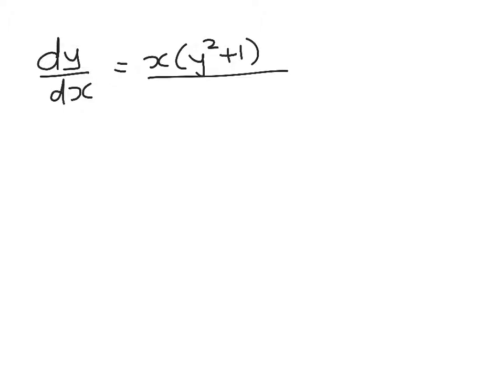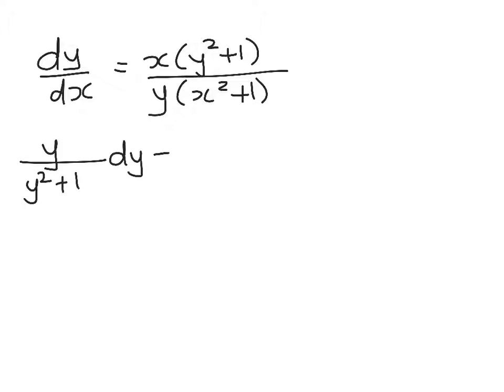Okay, so 8 goes like this. Dy by dx is x over y squared plus 1. Right, so separate your variables, all of the y's over to here. We get y on y squared plus 1 dy equals x on x squared plus 1 dx.